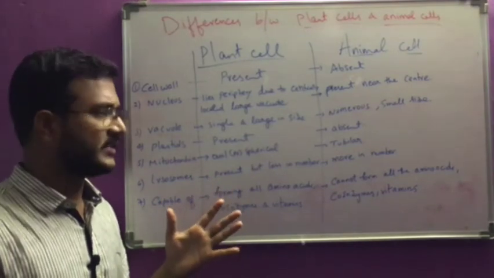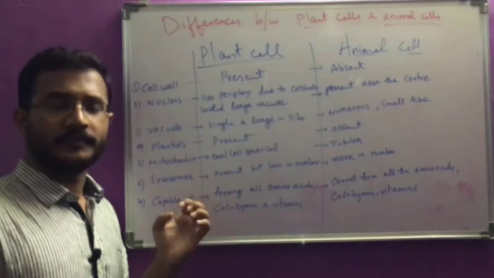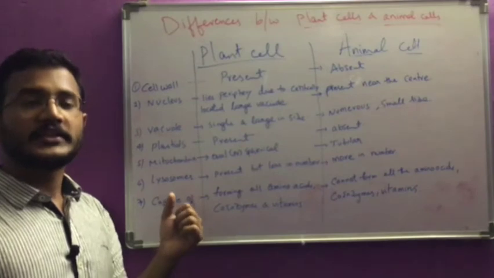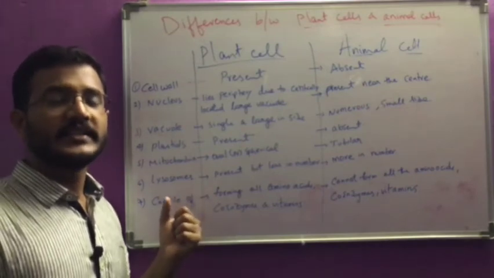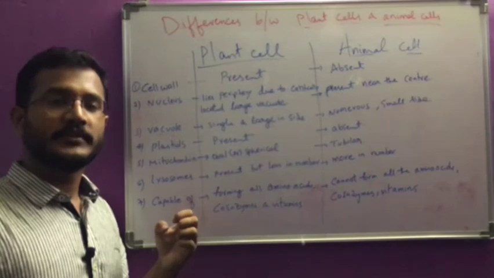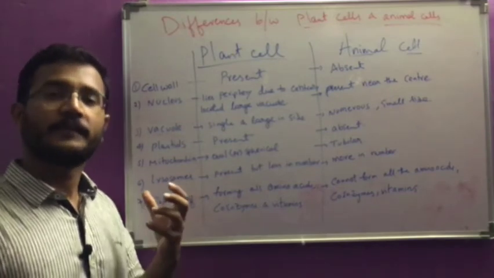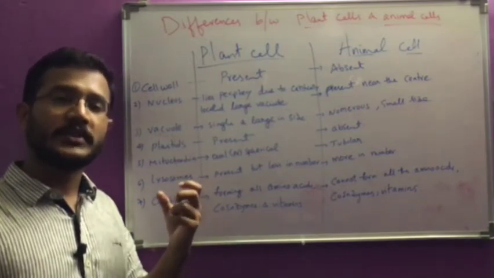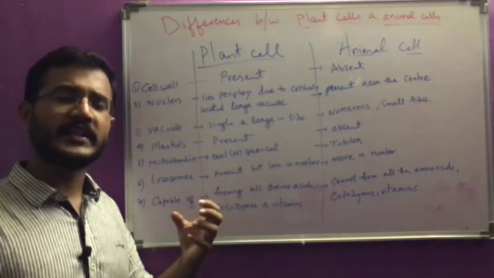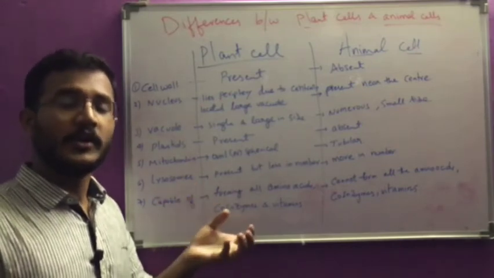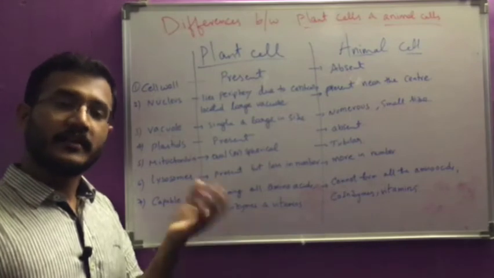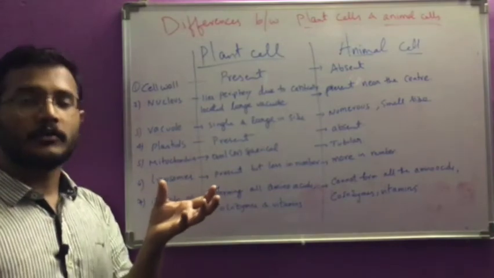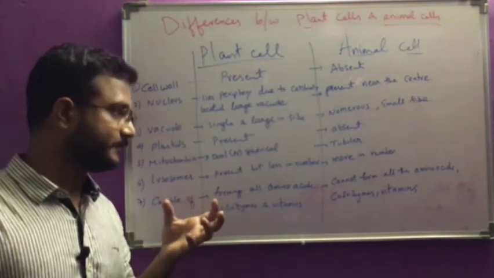But in the case of animal cells, mitochondria are tubular in shape. And the lysosomes. What are lysosomes? These are the suicidal bags of a cell. That means these are having hydrolytic enzymes. When the cell is going to be damaged, these lysosomes will secrete hydrolytic enzymes and digest those cells. So the lysosomes are helpful to kill the cell itself. So they are doing the suicide. That's why lysosomes are called the suicidal bags of a cell.